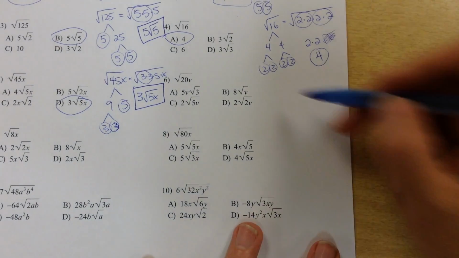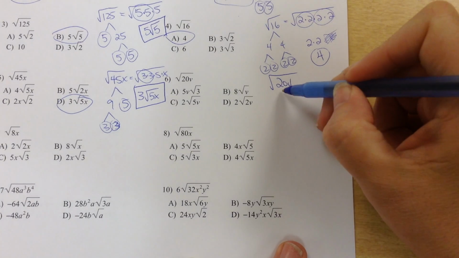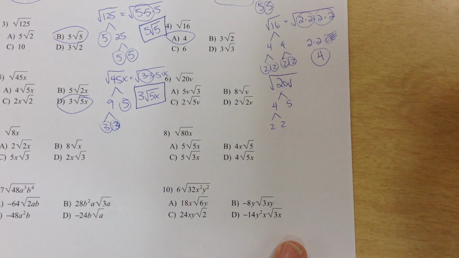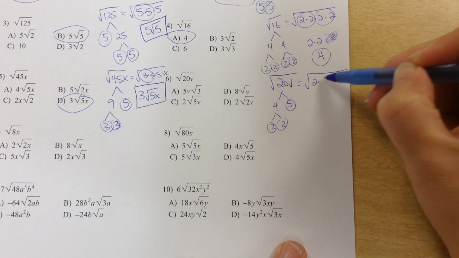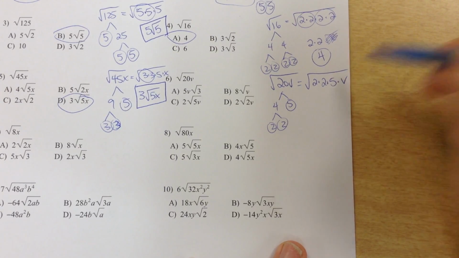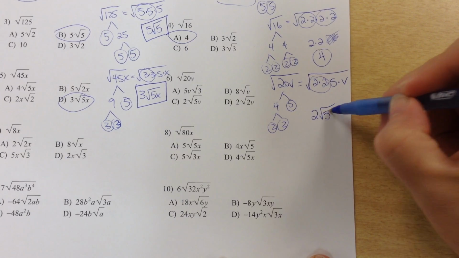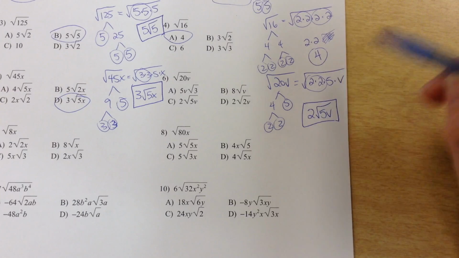Okay, number 6 is 20v. Well, 20 breaks down to 4 and 5, and then 2 and 2. So I have 2 times 2 times 5 times v. The 2's come out front, and I have 2 square roots of 5v. Final answer.